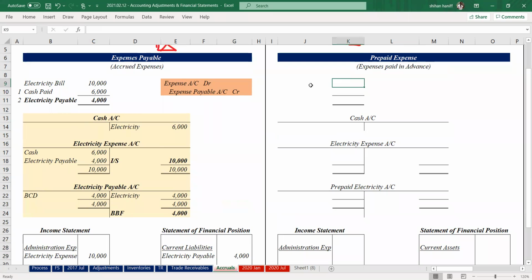Next, we have prepaid expenses, paying in advance, expenses paid in advance. Now assume that the electricity bill is 10,000. The bill is 10,000. For cash paid, we are paying more, 13,000. So that's the first thing.